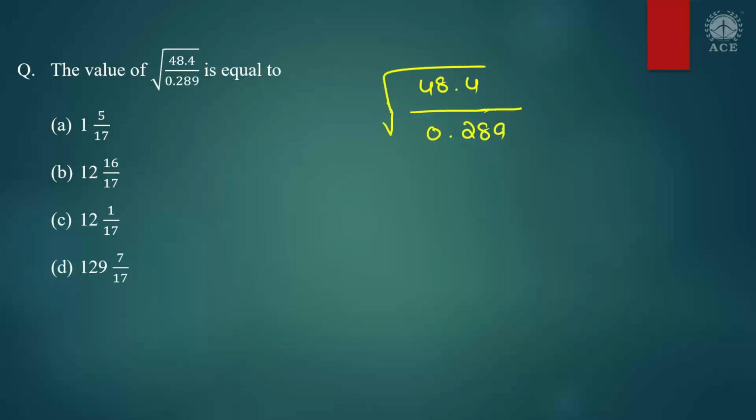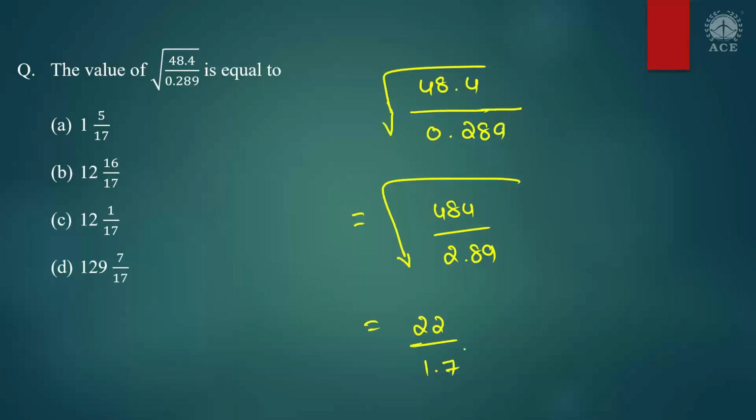After that, if there is only one, how to do it? See, wantedly this question will be given in that format to confuse you. If you properly check this one, 48.4 divided by 0.289, right? I can put this as 484 divided by 2.89. I can multiply numerator and denominator with 10. Square root of 484 is 22. Square root of 2.89 is 1.7. This can also be written as 220 by 17.